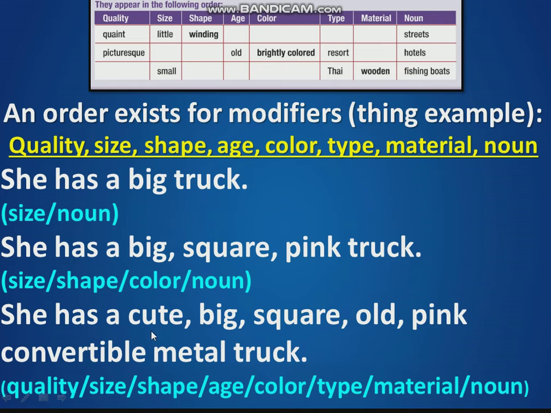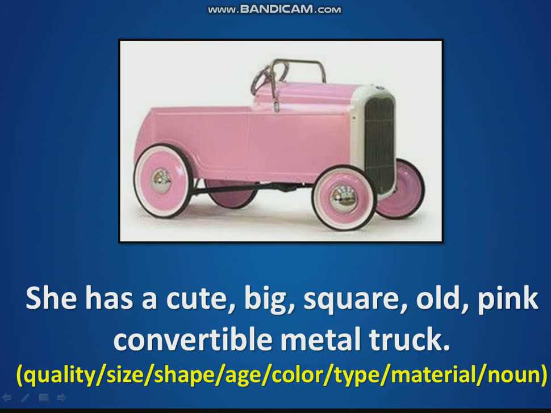Here, she has a cute, big, square, old, pink, convertible metal truck. We have quality, size, shape, age, color, type, material, noun. Cute, big, square, old, pink, convertible metal truck. Again, she has a cute, big, square, old, pink, convertible metal truck. What's a convertible? A convertible, my friends, is a car or a truck that doesn't have a top. A car or truck with no top is a convertible. This is a convertible truck.